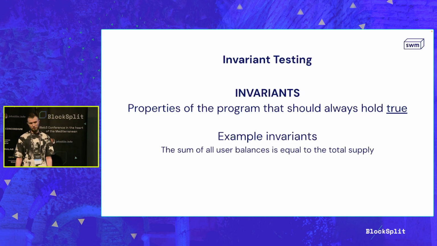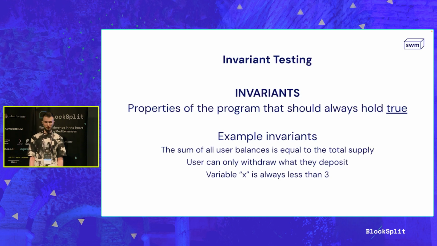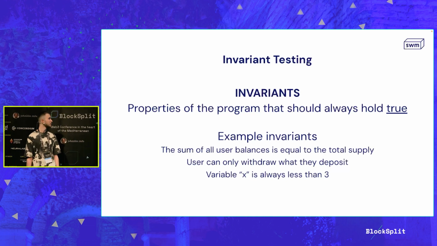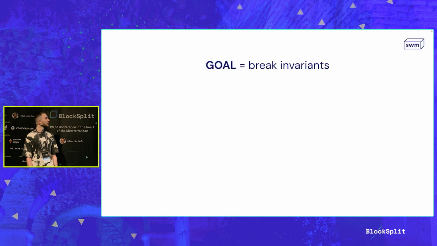So an example invariant could be that the sum of all user balances is equal to the total supply for some token contract. It could be that a user can only withdraw what they deposit, or it could be as simple as some variable is always less than 3, let's say. So with these invariants that we have for our contract, for our functions, invariant testing is going to try to break these properties.